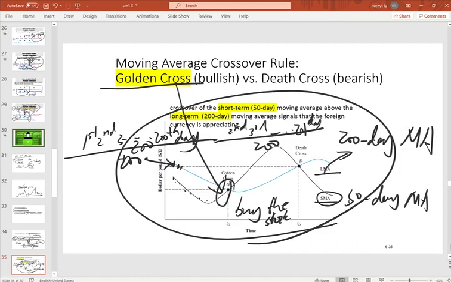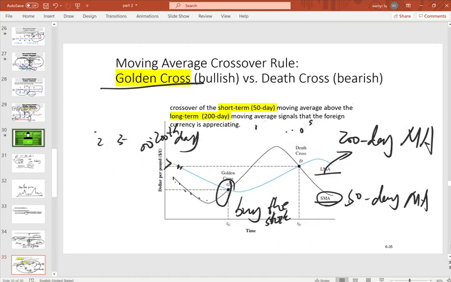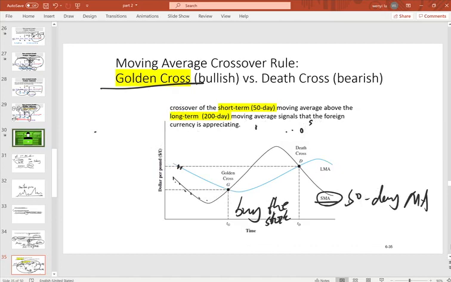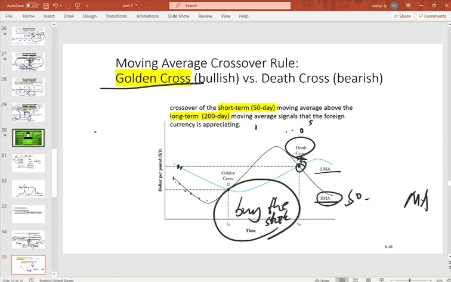However, if the short-term moving average crosses the long-term moving average below, then this is a death cross. It means the stock price will be going down. So our technical analysts will base on this pattern to find out when is your time to buy the stock, and when is your time to sell the stock.